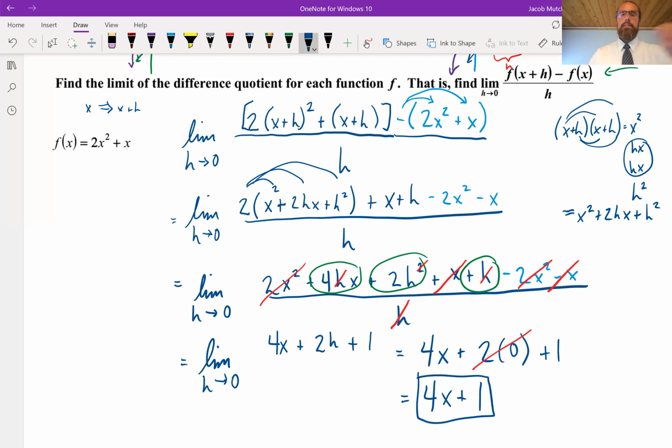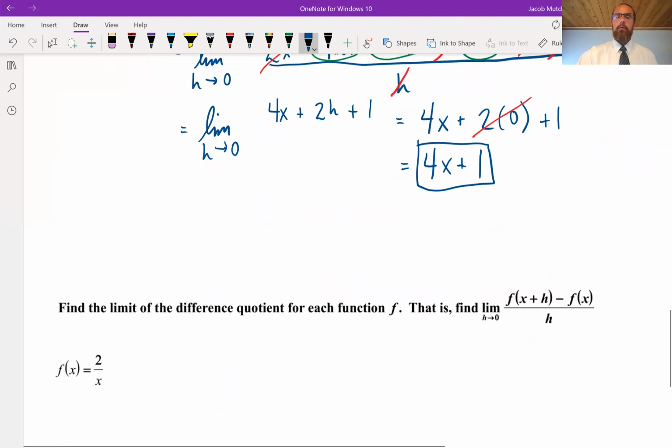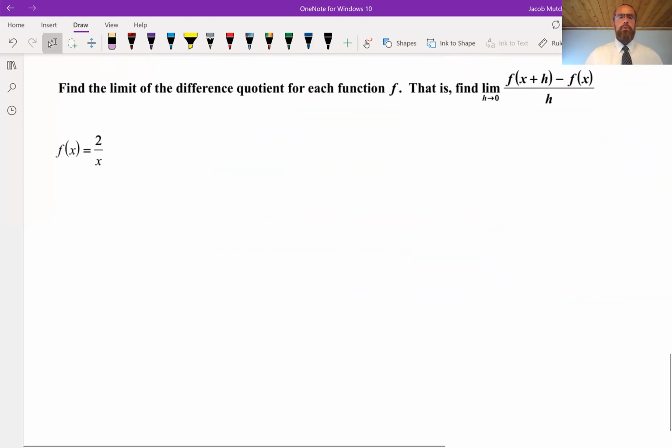And that completes that process. Let's take a look at one final example here. So here, our previous example, our function was a quadratic. It was an x squared function. Here what we've got is a rational function, so 2 over x. So what I'm going to do is, again, follow those same guiding principles as I write this difference quotient.